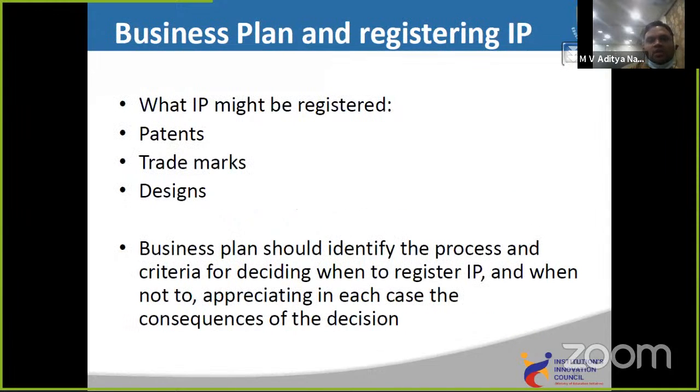So whenever you are trying to plan a perfect business plan, you must first identify the process and the criteria for deciding when the registration of IP should be done and when not, appreciating in each case the consequence of your decision. You have to clearly make a decision and then try to face it accordingly.